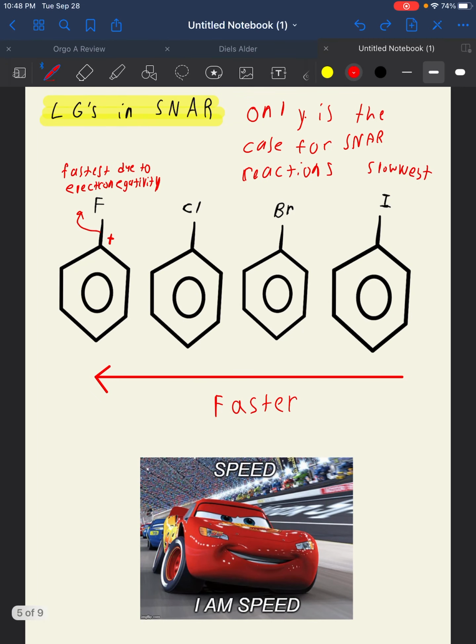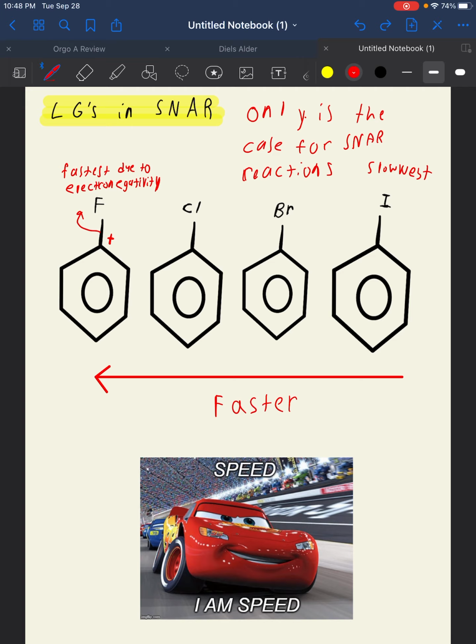So, the leaving groups that occur in SNAr reactions. This is fluorine, chlorine, bromine, and iodine. Now, fluorine is going to be your fastest, ka-chow, because of that increase in electronegativity. However, if this was an SN1 or SN2 reaction, forget about this chart because for SN1 and SN2 reactions, it actually goes the opposite direction. But for SNAr reactions, it actually goes this direction, which is very unique for SNAr reactions.